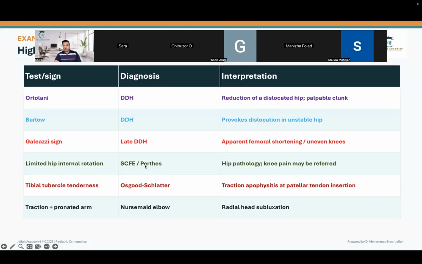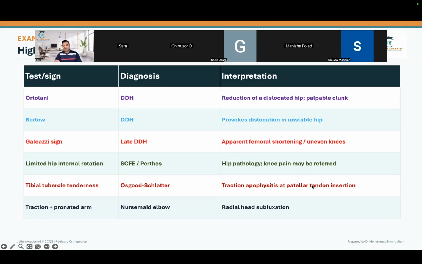Slipped capital femoral epiphysis is around 13 years old. Perthes is 4 to 8 years old. With hip pathology, knee pain may be referred. Tibial tubercle tenderness is Osgood, a traction apophysitis at the patellar tendon insertion. This is what they need you to know.